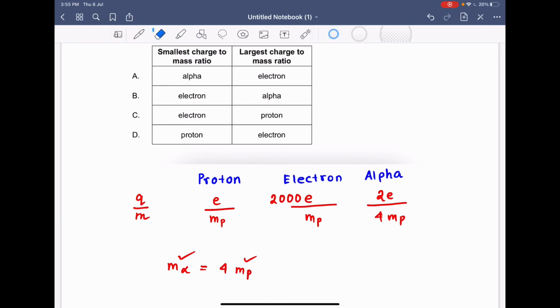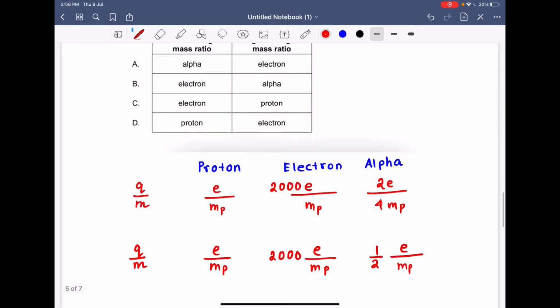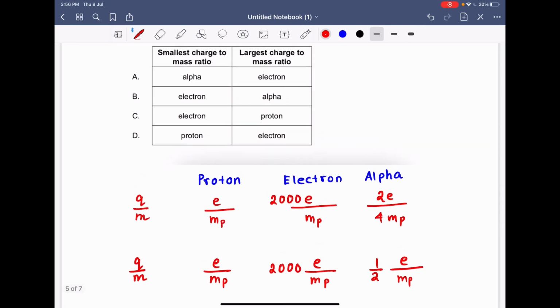Now what will be Q by M finally? For the proton we have E by mass of proton. For the electron we have 2000 times E by mass of proton, and for the alpha particle we have 1/2 E by mass of proton. So that means the smallest charge to mass ratio is the alpha particle, right?